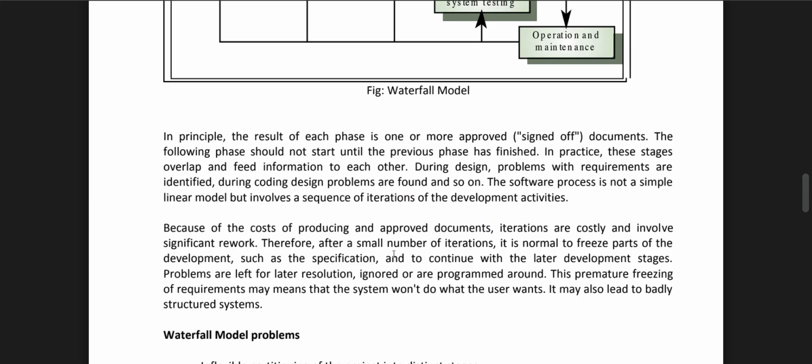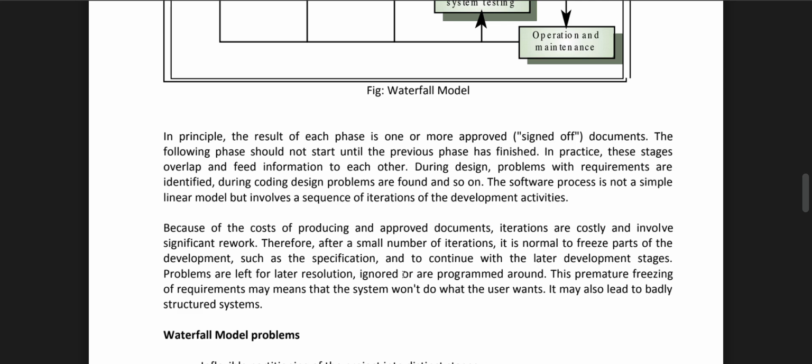In principle, the result of each phase is one or more approved documents. The following phase should not start until the previous phase has finished. In practice, these stages overlap and feed information to each other. During design, problems with the requirements are identified. During coding, design problems are found, and so on.